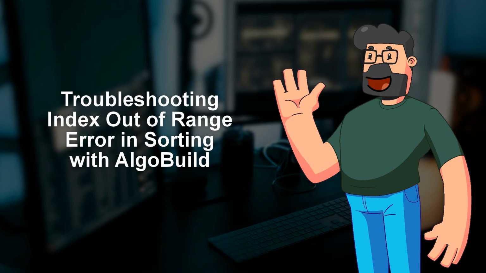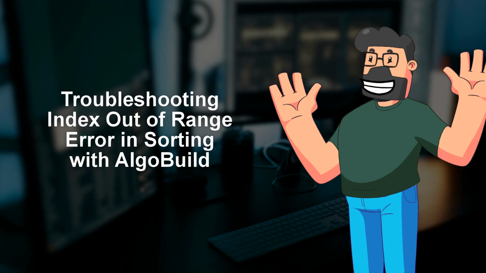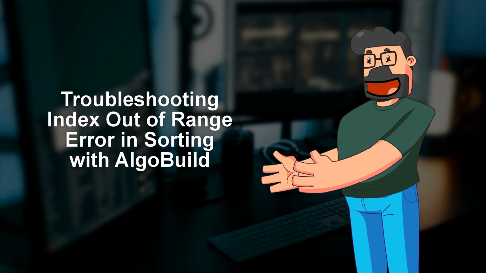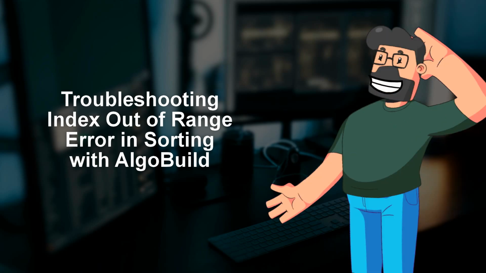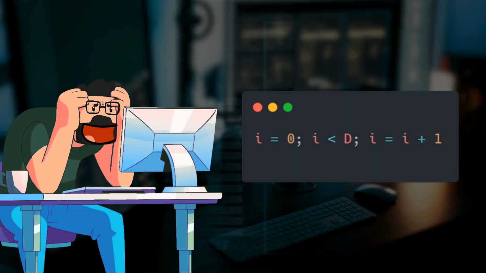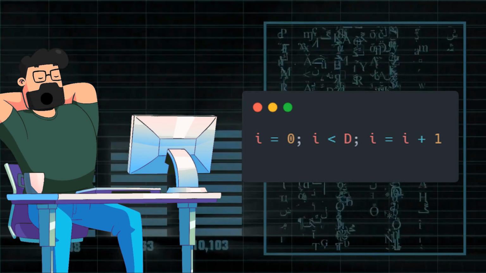Imagine you're happily coding away, trying to sort some numbers using AlgoBuild. You confidently put together your program, run it, and suddenly you hit a roadblock, an error message about an array index being out of range. What a problem to have. Now, let's delve into the solution to this hiccup.